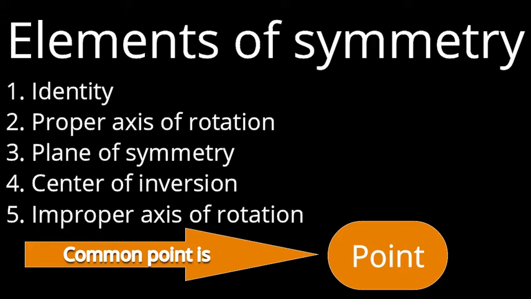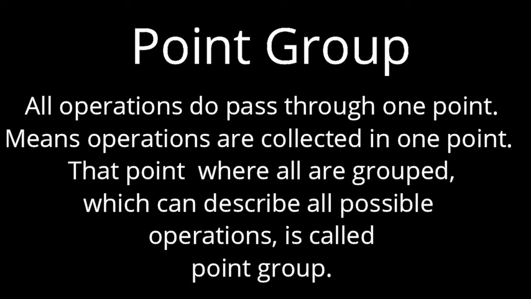Fifth one was improper axis of rotation. It also encompasses dual mode elements. One was axis and other was plane. Among all those five, one thing is common and that is point. So, there is a point in studying that point. All operations do pass through one point. Means operations are collected at one point. That point where all operations are grouped, all elements are grouped, which can describe all possible operations, is called as point group.